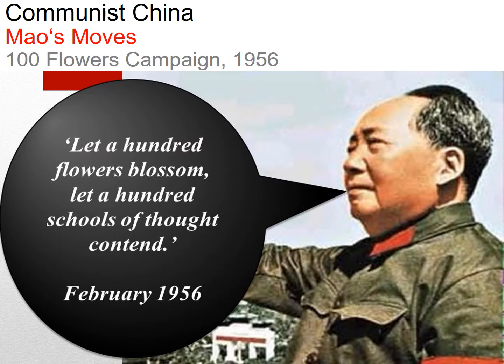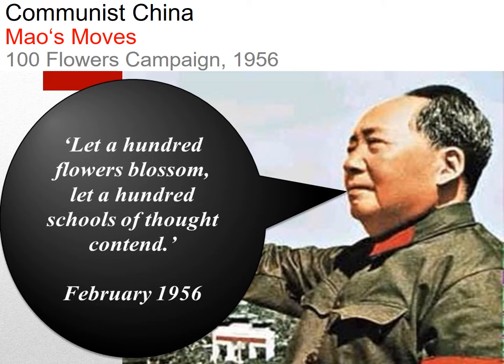Mao. What else is Mao doing? Back home, he is attempting to reform society. In 1956, he really pulls a very dirty trick. He announces a movement with the slogan, "Let 100 flowers bloom." This is known as the 100 Flowers campaign.